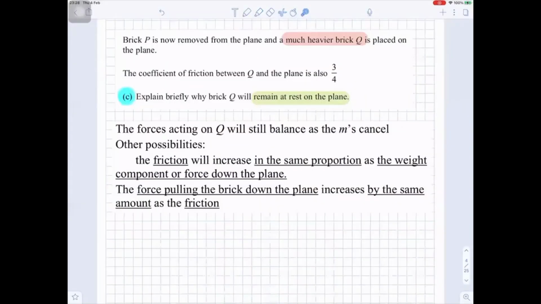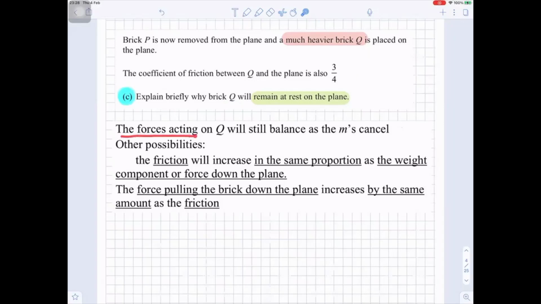Brick P is now removed from the plane, and a much heavier brick Q is placed on the plane. The coefficient of friction between Q and the plane is also 3 over 4. Explain briefly why brick Q will remain at rest on the plane.